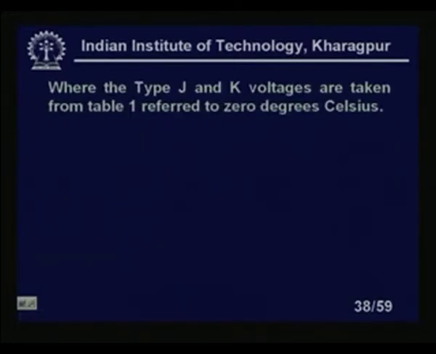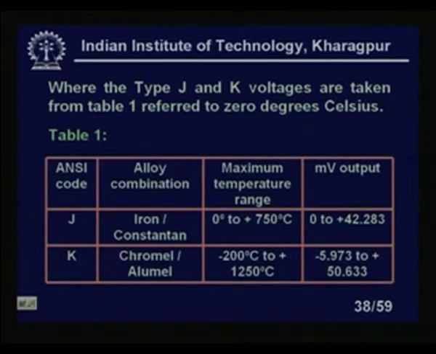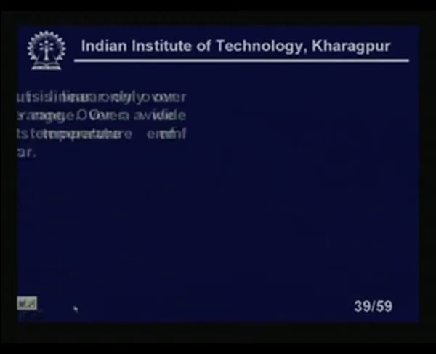Here the type J and K voltages are taken from the table referenced to 0 degree Celsius. All the tables are available, so for reference I am giving this table. J is the iron-constantan and K is the chromel-alumel. These are the most widely used thermocouples in industry. So the maximum temperature range is 0 to 750 degree centigrade. Within that range I am getting 0 to 42.283 millivolt, and in this case 5.973 to 50.633 millivolt. So this is the voltage swing I am getting.